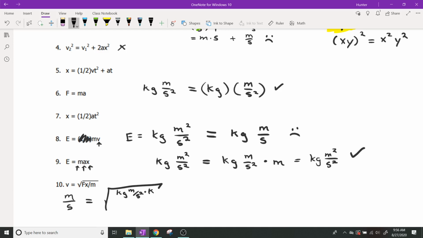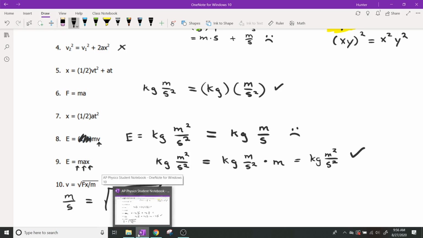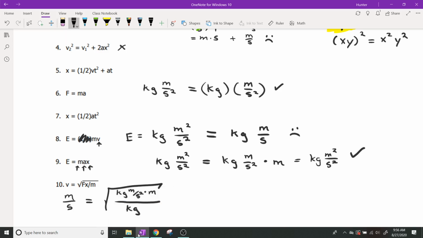No, no, no. Sorry, that is wrong. It's Fx. What is X? Meters. Okay. Divided by M. There's the kilograms. I put it in the wrong spot. I'm sorry, it's on the bottom. So F is kilogram meters per second squared. That's the unit for force. X is the unit for distance. And then the kilograms is down on the bottom.